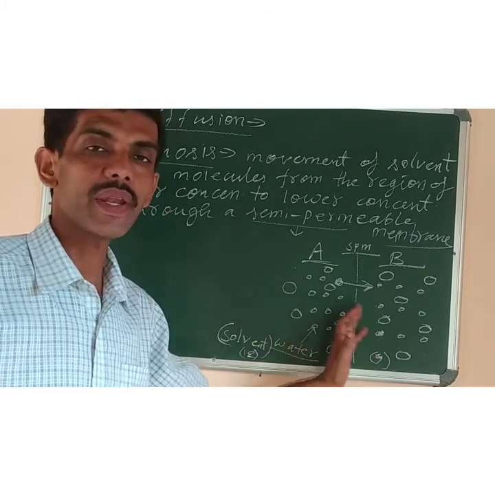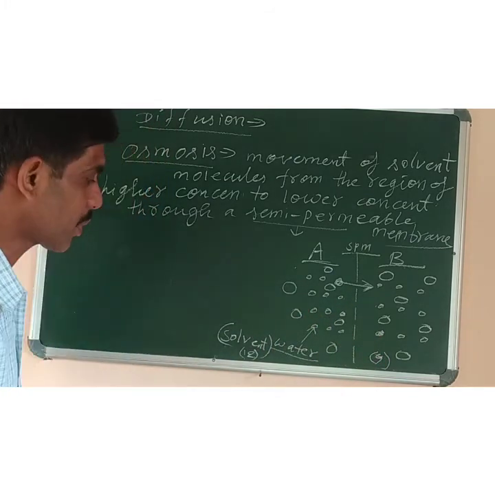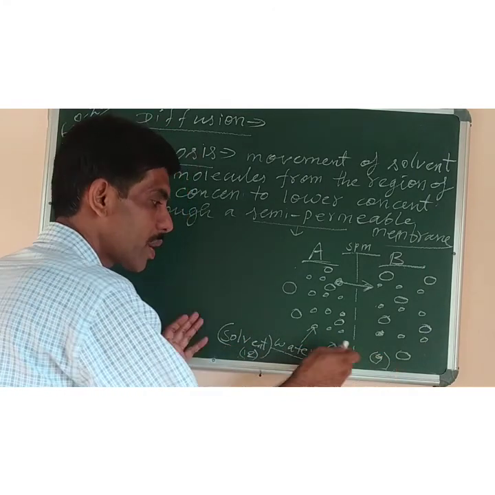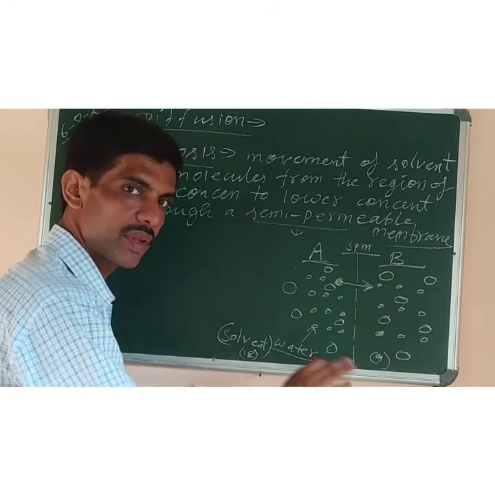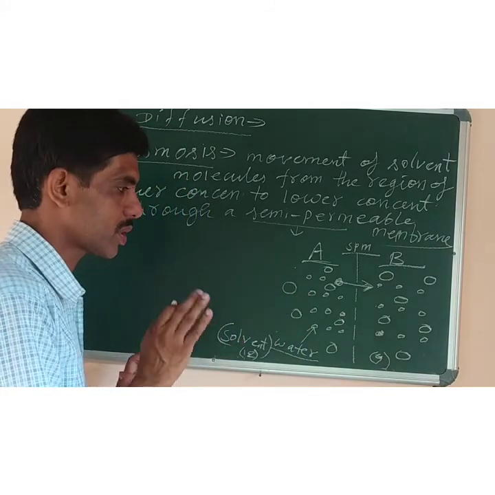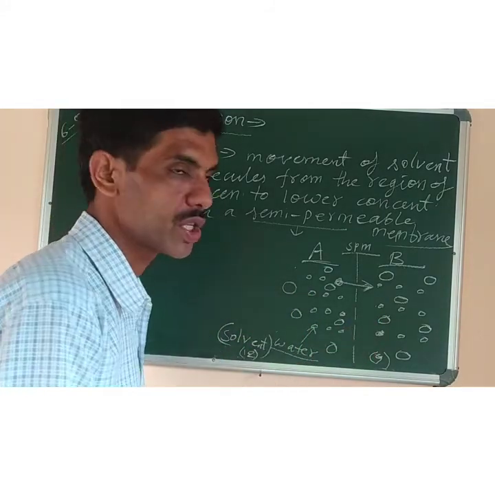Next, how long will this process continue? Till equilibrium is maintained. Equilibrium means suppose here it is 12, here it is 9. When both sides have an equal number, like this side 10, that side 10, then equilibrium will be there. Then the process of osmosis will stop.